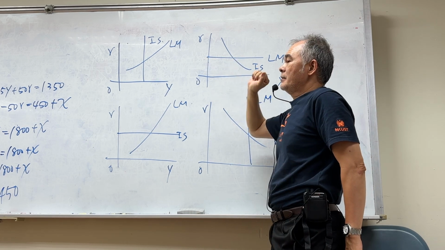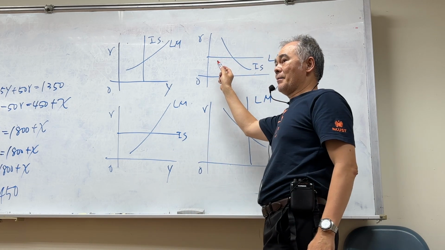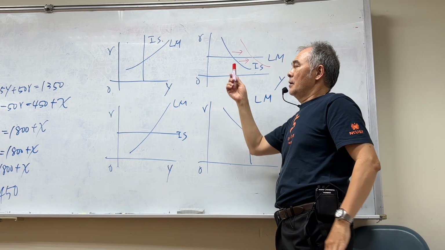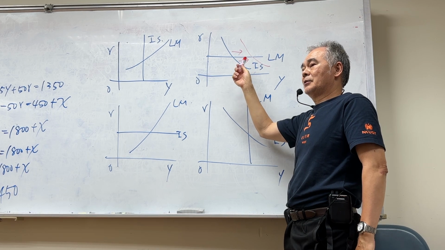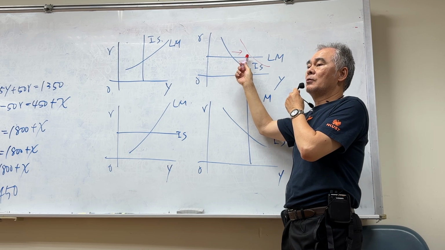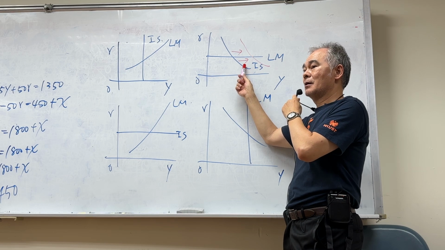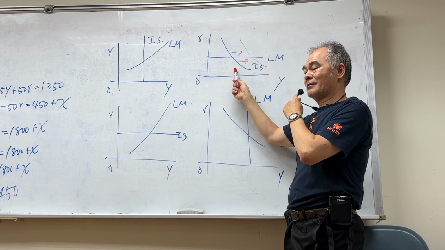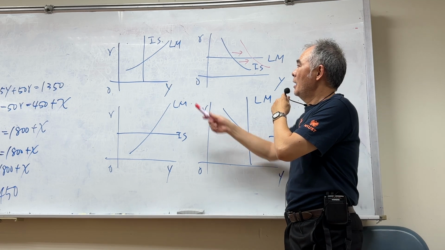And in this case, which policy works? Because if you move the IS curve, as I say, in this case, the ISLM model and the Keynesian model predict the same multiplier effect, because an increase in government spending will not impact the interest rate. So in this case, the ISLM model and Keynesian model predict the same multiplier effect.